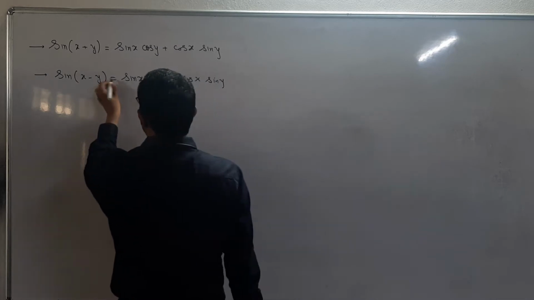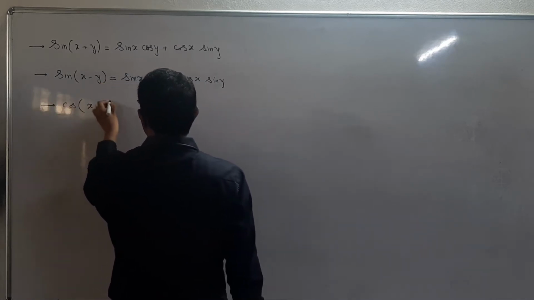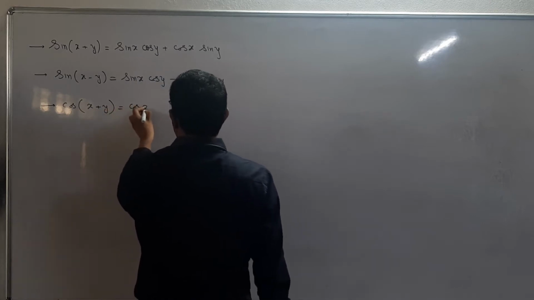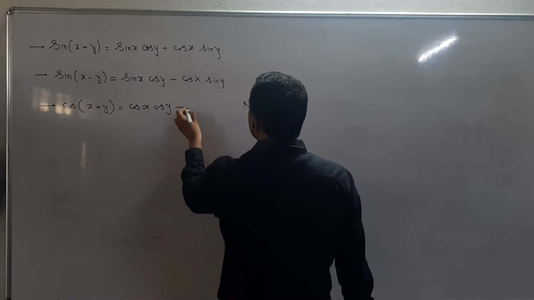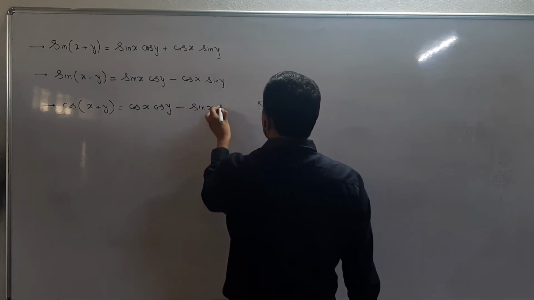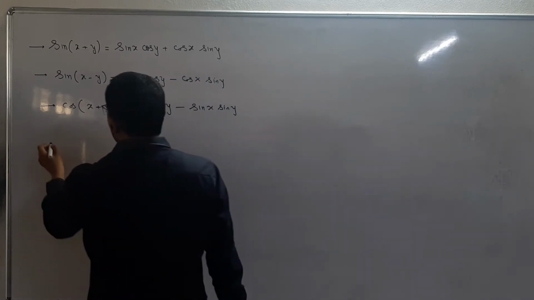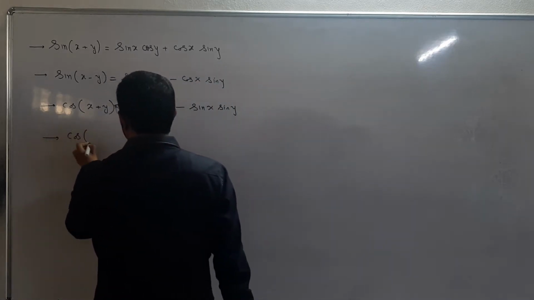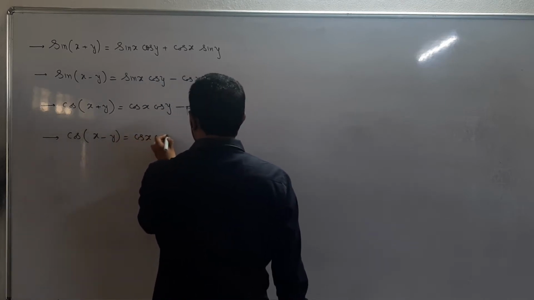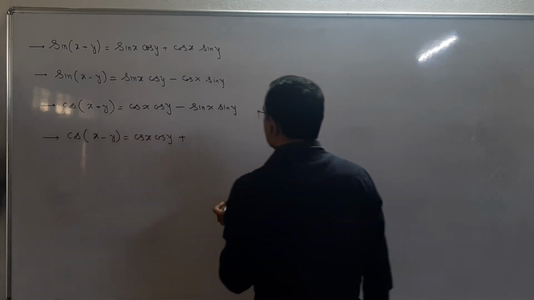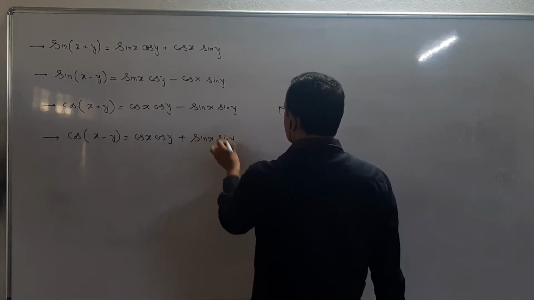The third formula I am writing is of cos of x plus y, which is cos x cos y minus sine x sine y. The next formula is cos of x minus y, which is cos x cos y plus sin x sin y.